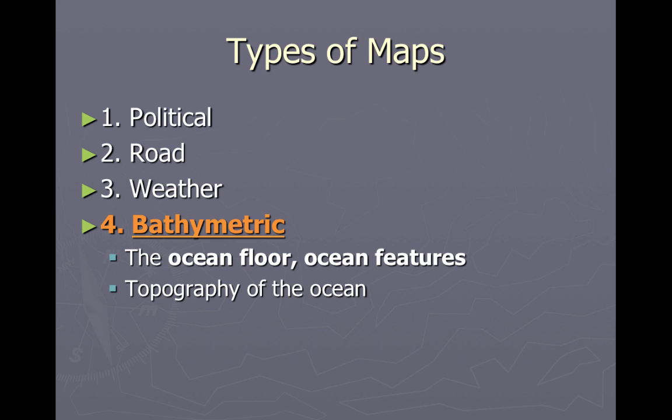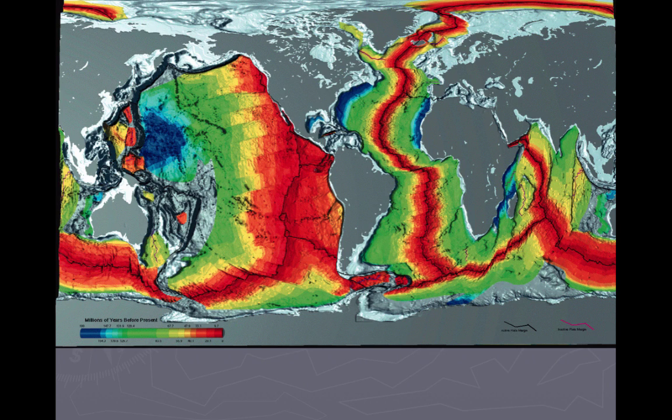There are bathymetric maps, which show the seafloor, which is something else that we use in science classes. It can show you the features on the ocean floor, the temperature differences, which this one shows, not only temperature but age of the seafloor.